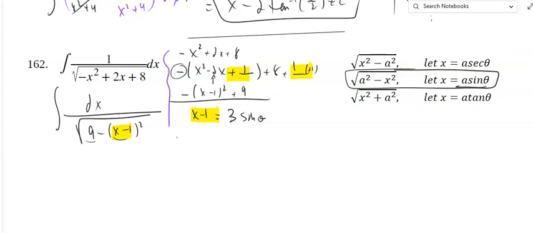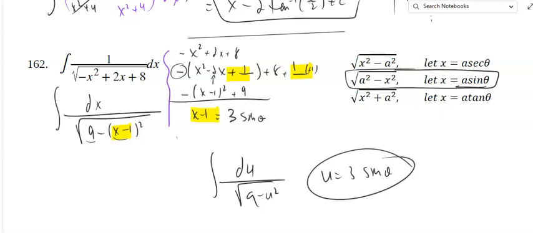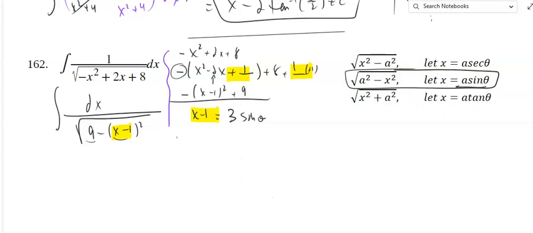You could let u equal x minus 1. This will become the integral of a du over square root of 9 minus u squared. And let u equal 3 sine of theta. But then, when you're done, you have to create the table. And then you have to go from u back to x. That's a lot of steps. Just to get around it, simply, in place of x, use the x minus 1, and everything matches. Now what? Take a derivative. That's dx, 3 cosine of theta d theta.